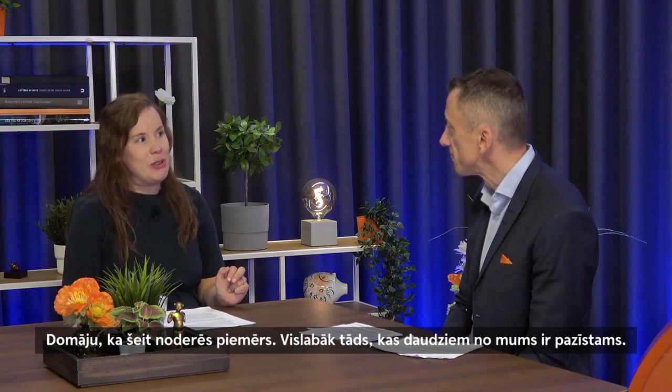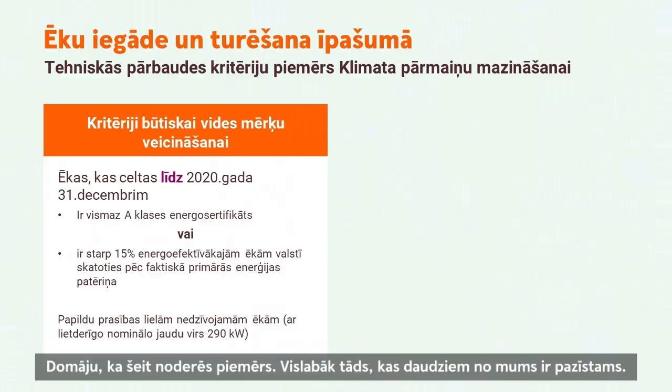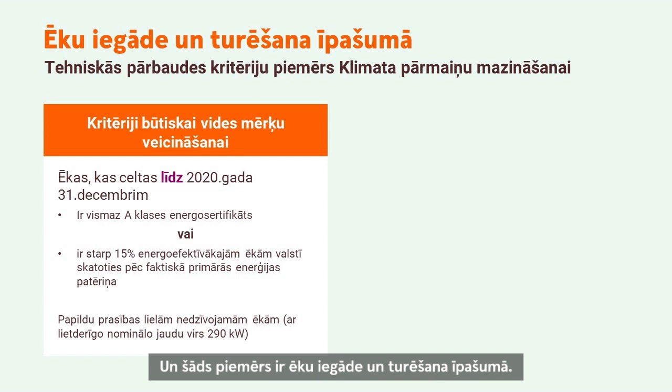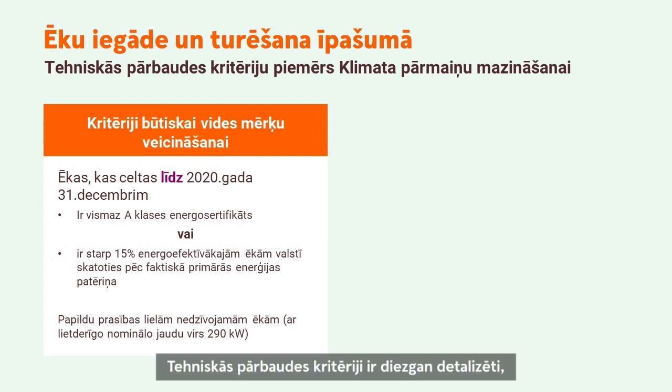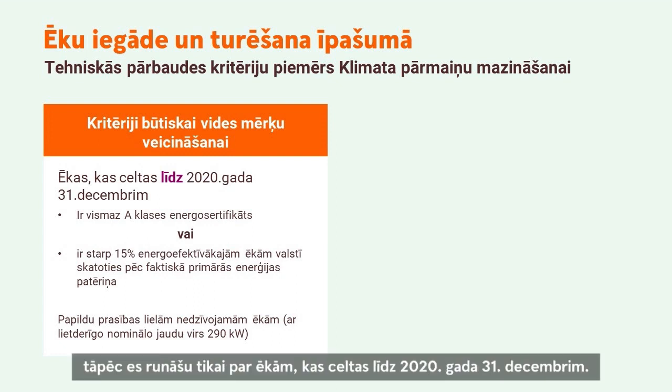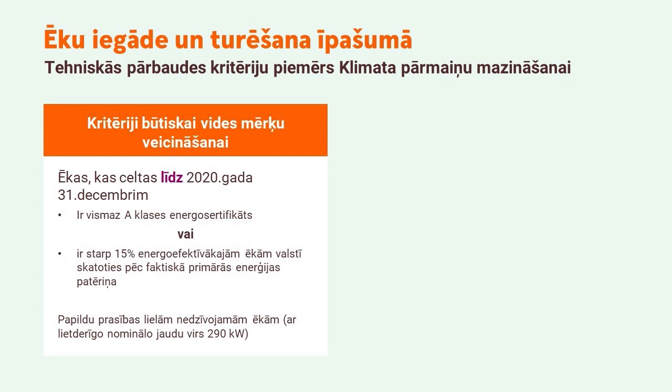Exactly. Yeah. But what about these technical screening criteria then? Could you provide us perhaps with an example to make us better understand what it is? I think it's good to take an example of how it actually looks. I would suggest we take an example that a lot of us can relate to, and that would be acquisition and ownership of buildings. So buying or owning a building. The technical screening criteria are quite detailed, so I will limit it to buildings built before 31st of December 2020.